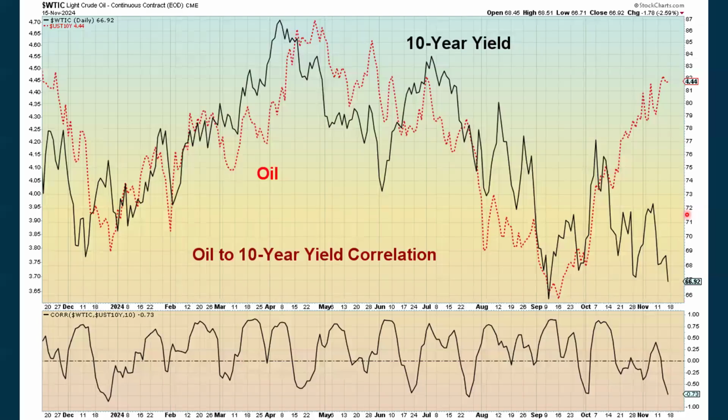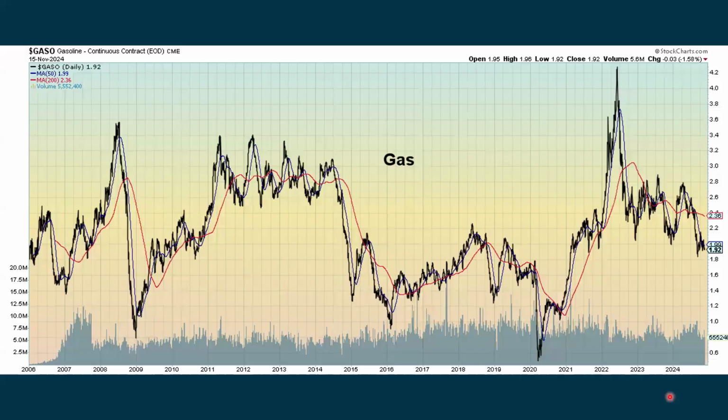And we look at a correlation between oil, which is the red dashed line, and the 10-year yield, which is black. And they both have been declining lately, but you can see when we do this correlation here, when this is going down, that means they're having a tendency to go in opposite directions. You're gonna have to excuse my voice. I'm dealing with a bit of a bug here, even worse than usual.